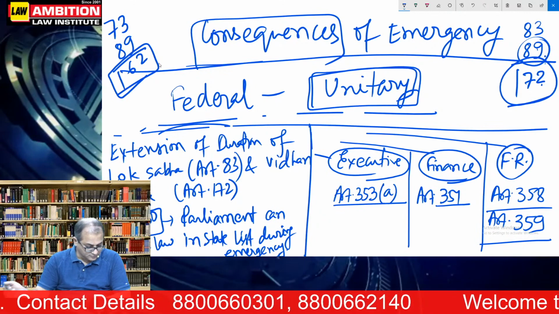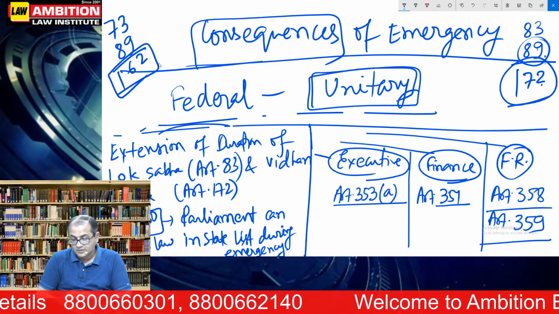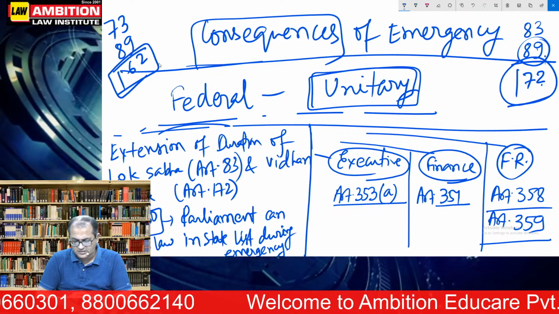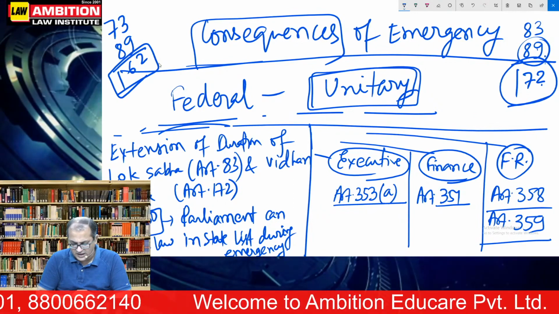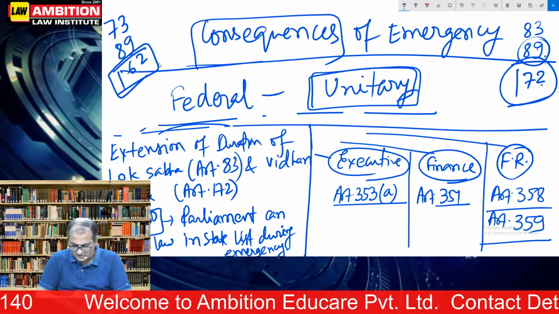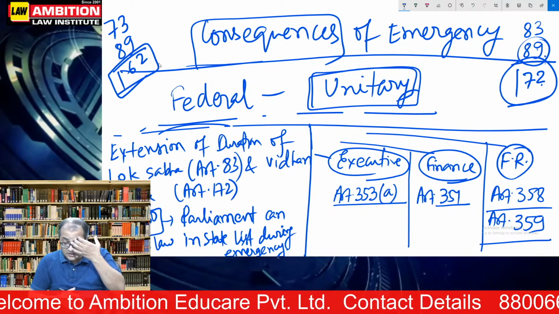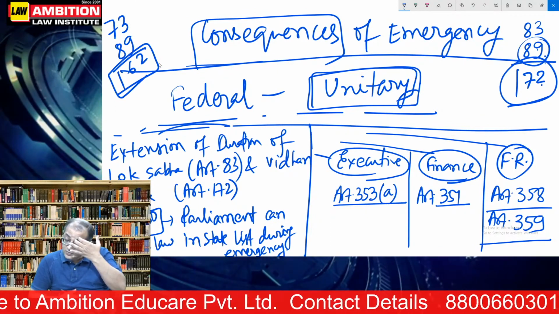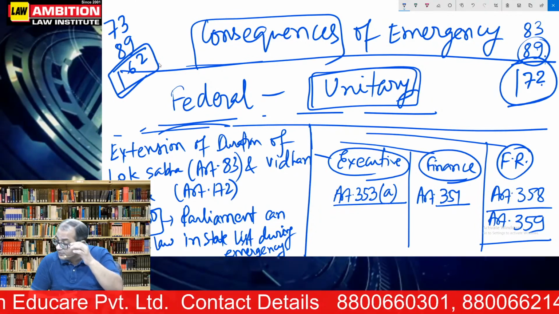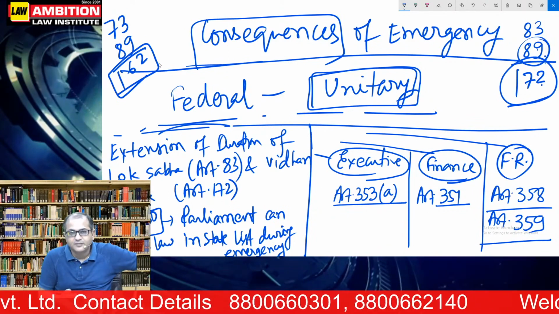So, furthermore, is this clear? Extension in duration of house, 83 and 172. ध्यान रहेगा. In both cases, I told you there can be extension of 1 year, and in no case it can extend beyond 6 months after emergency has ceased to operate. Now, just make this clear in your mind.